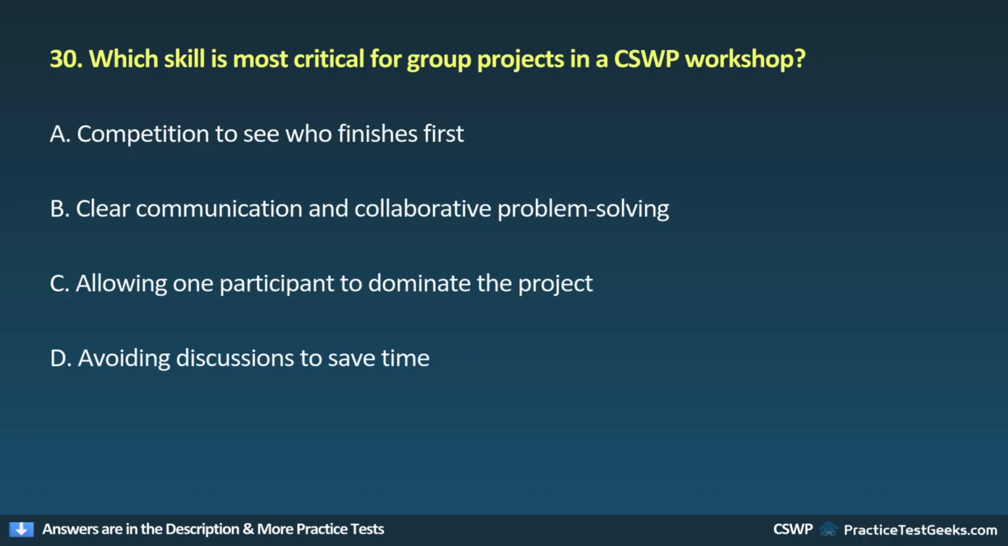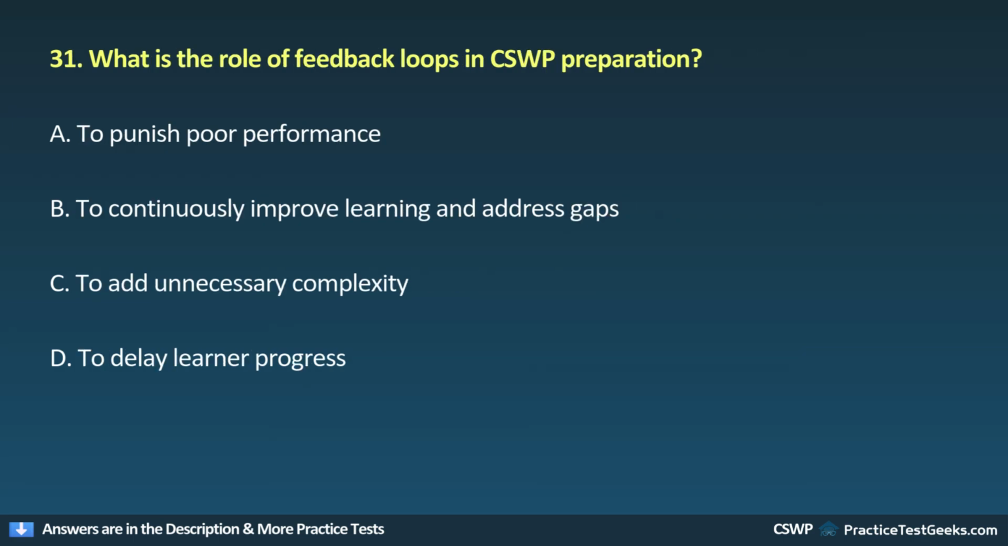30. Which skill is most critical for group projects in a CSWP workshop? A. Competition to see who finishes first. B. Clear communication and collaborative problem solving. C. Allowing one participant to dominate the project. D. Avoiding discussions to save time.